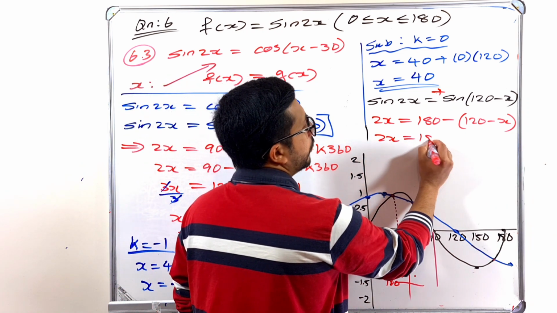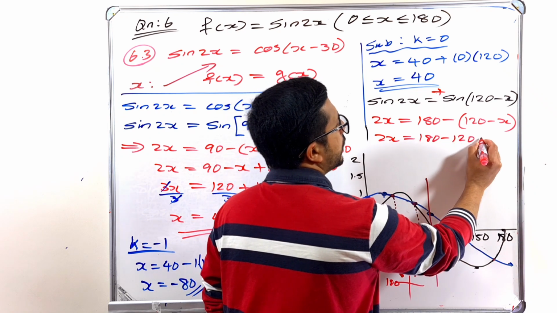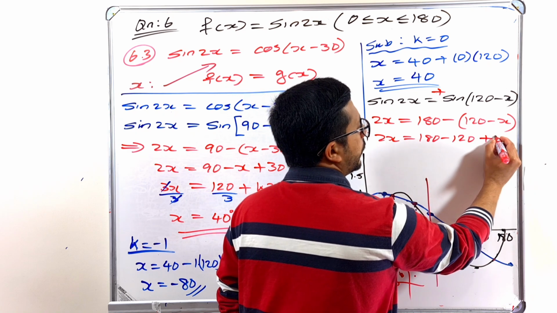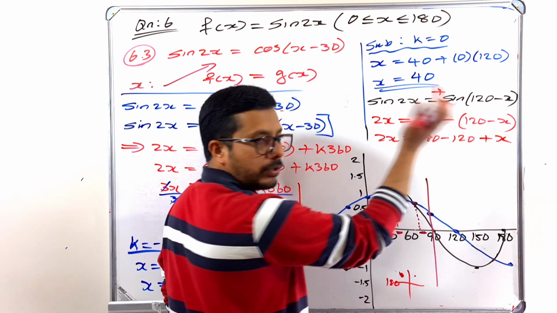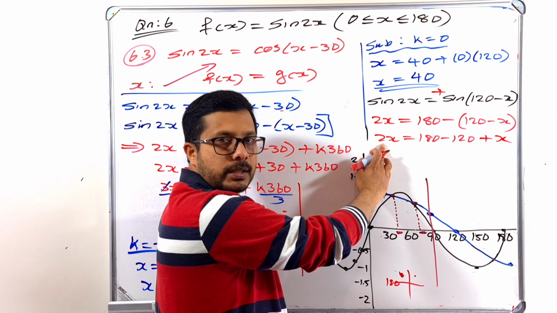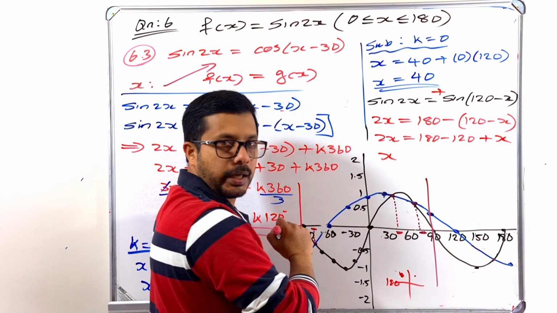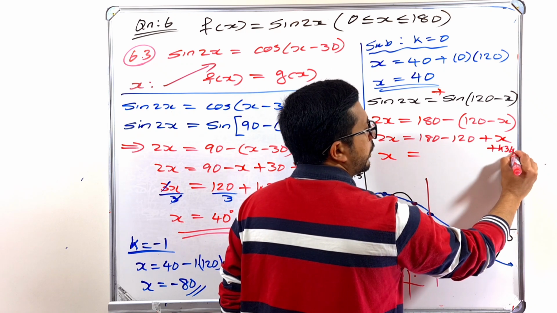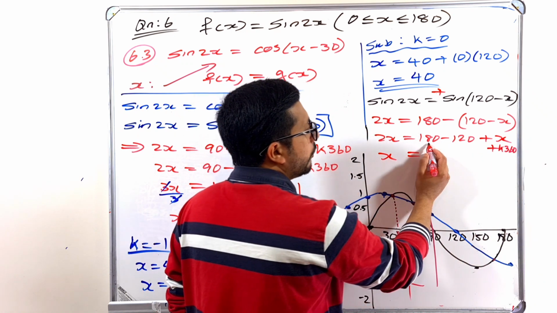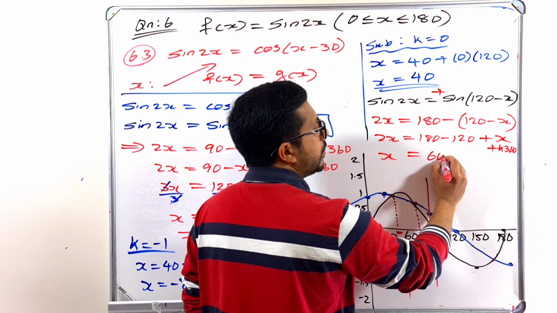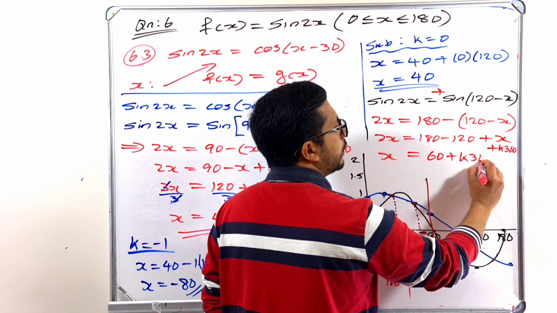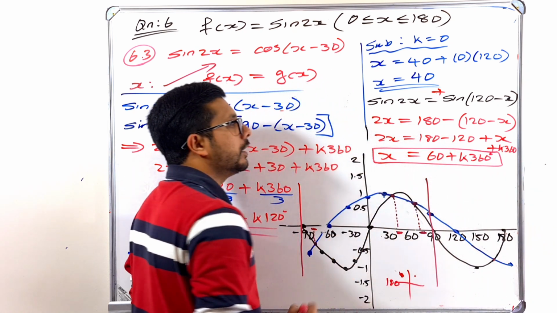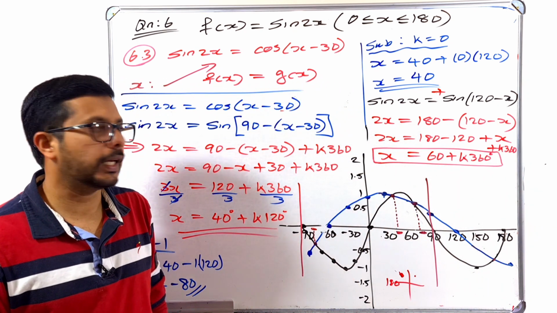Okay, so now what is that one? 2x is equal to 180 minus 120. Minus into 120 is minus 120. Minus into minus x is plus x. Take this x to this side. So 2x minus x, what is 2x minus x? x. Is equal to, then here plus k 360. We are trying to find the general solution. 180 minus 120 is 60 plus k 360. So here we got another solution, that is x is equal to 60 plus k 360.